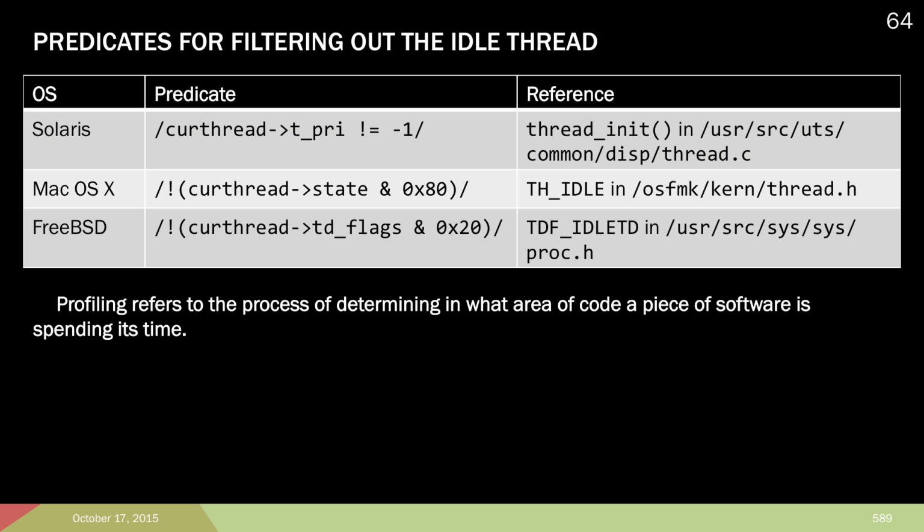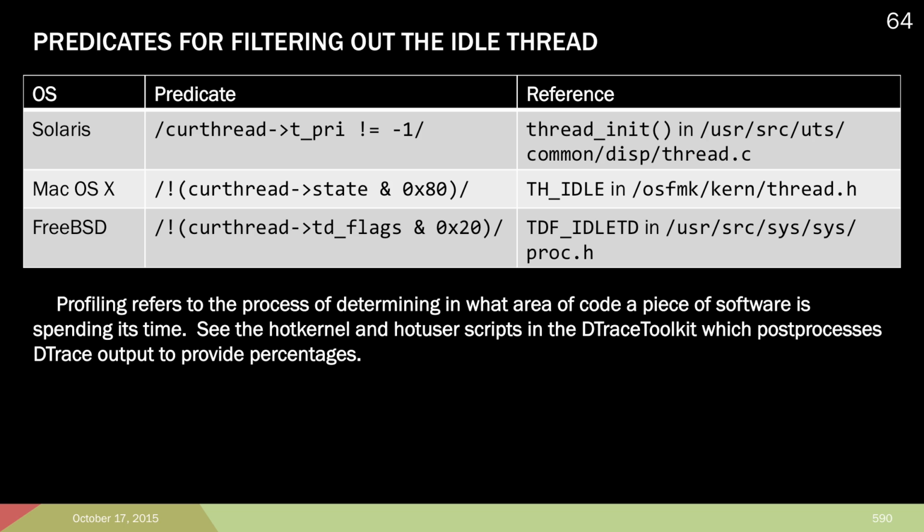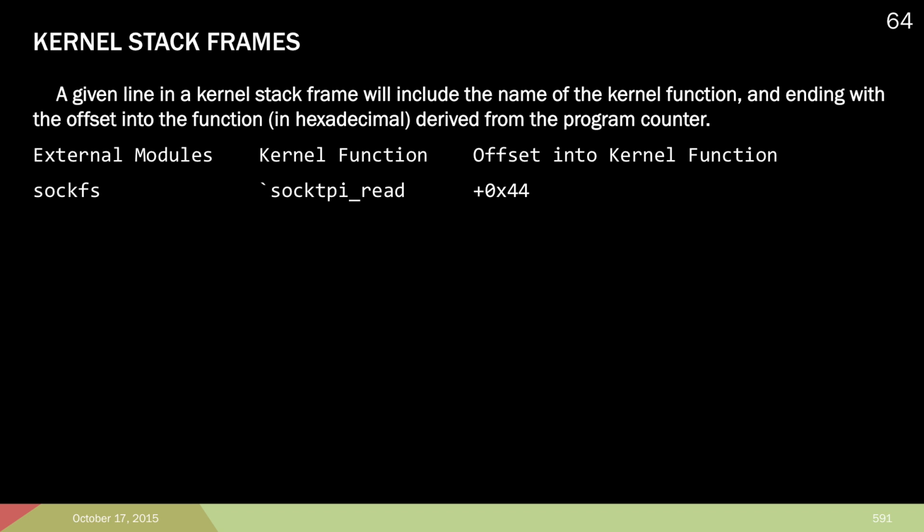Profiling refers to the process of determining what area of code a piece of software is spending its time in. See the hotkernel and hotuser scripts in the DTrace toolkit, which post-process DTrace output to provide percentages. A line in a kernel stack frame is made from 3 parts: the name of the kernel function prefixed with a backtick, and then ends with the offset into the function in hexadecimal derived from the program counter. User stack traces have a similar format.